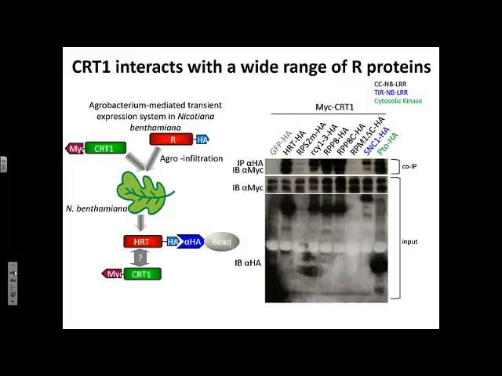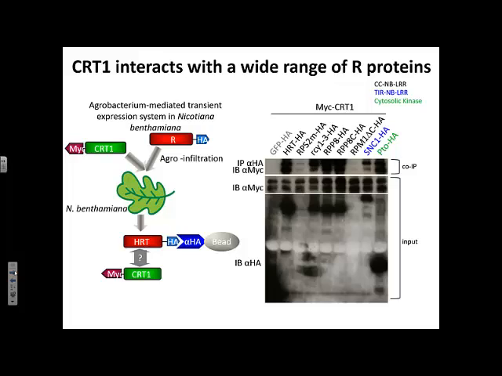Now, here's another selling point. CRT1 is involved in a wide range of immune responses in plants. And because of the nature of the screening, we thought that perhaps it can interact with resistance proteins. The way we tried to test this possibility was to use Nicotiana benthamiana and co-express these two components, CRT1 tagged with MYC and the R protein tagged with HA.